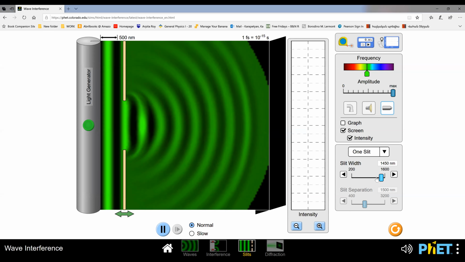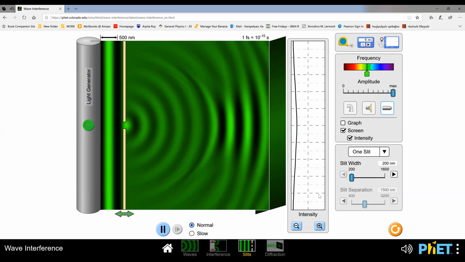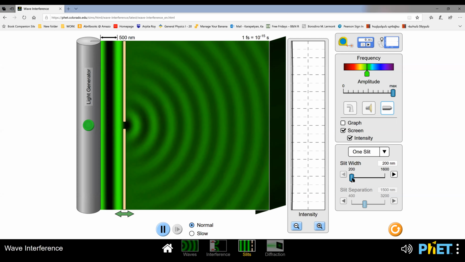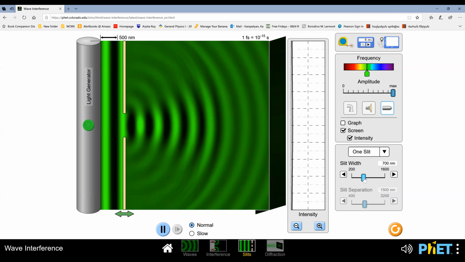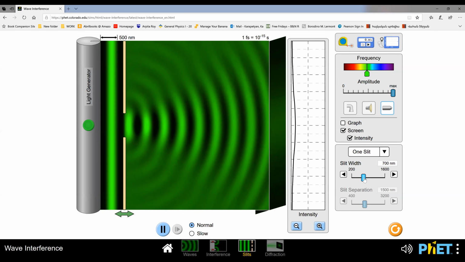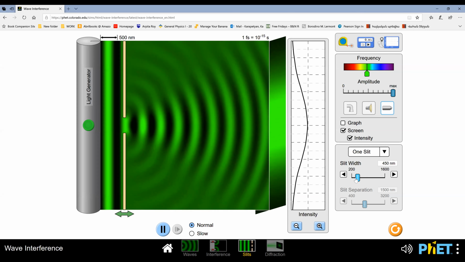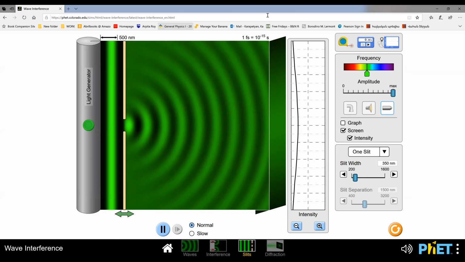You can open and close it, or make the width bigger or smaller. If the opening is large, you get large intensity at the center. But as you make it smaller, you still get diffraction, you can see. All right, so go back. That's kind of what we have.